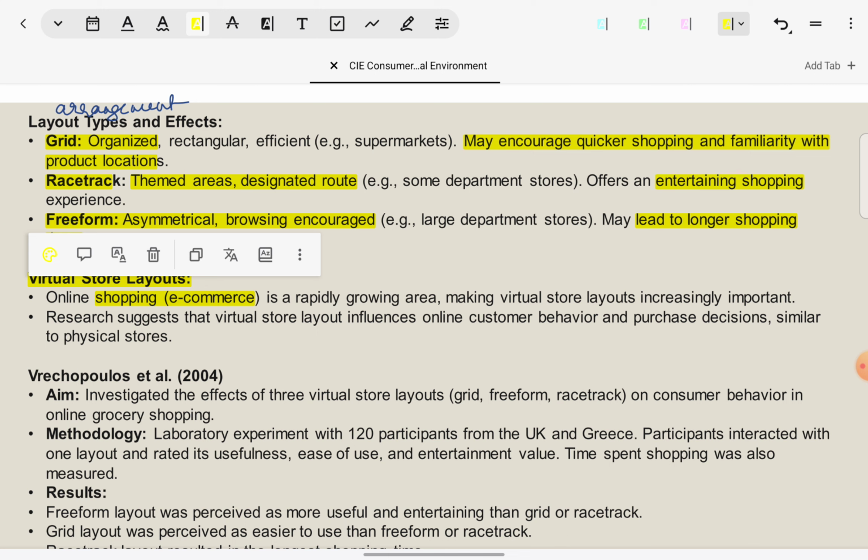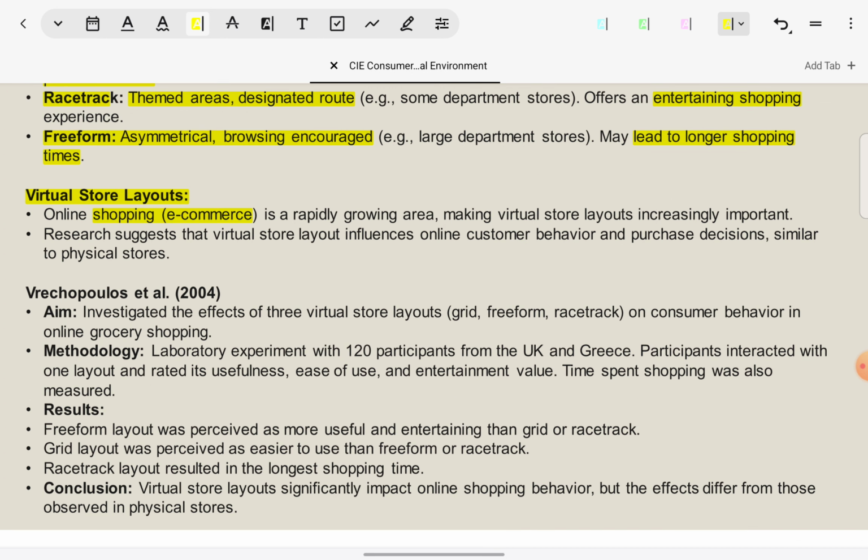And a racetrack layout would be having like 2 tabs or 2 options on every page, and then having to select only one, which then keeps on taking us further into different categories. We have no control over which categories we will be led to from the main page. So these type of things are very well explained in that textbook. I strongly recommend you go through it so that you understand the Vrechopoulos et al. study fully.